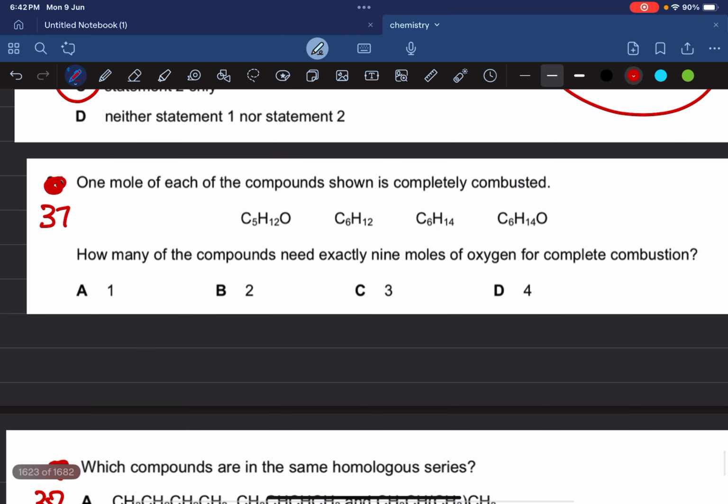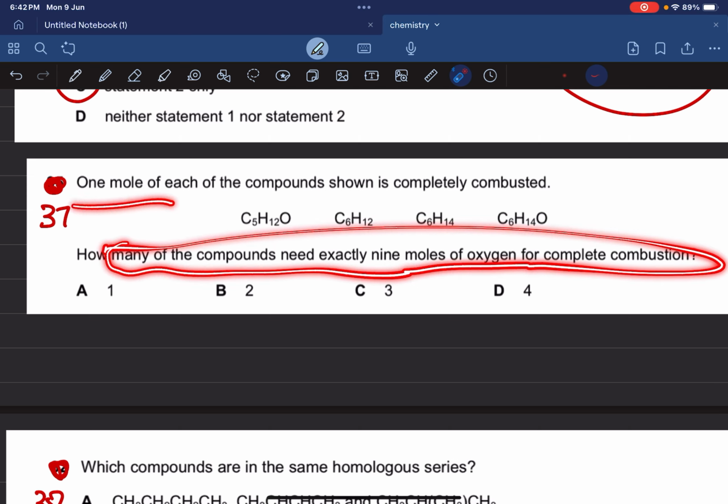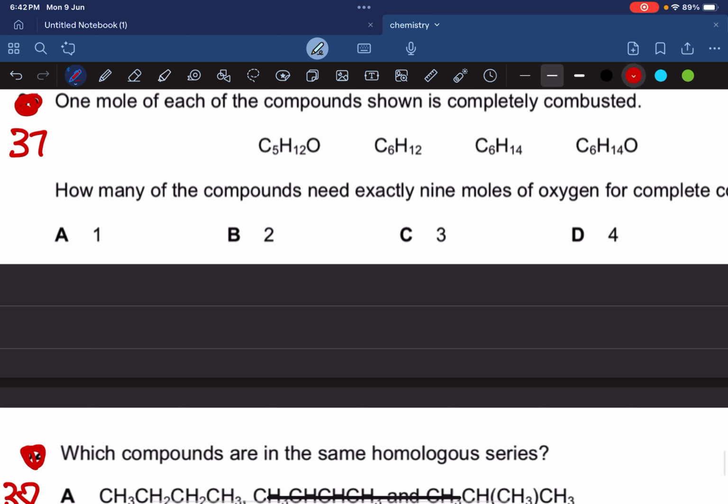Okay, next one. How many compounds need exactly 9 moles of oxygen for complete combustion? 1 mole of each of the compounds shown is completely combusted, and how many compounds need exactly 9 moles of oxygen? We have to write combustion equations. It cannot be done without the combustion equations. You should never be afraid of doing hard work because that's going to pay off. Let's do hard work.